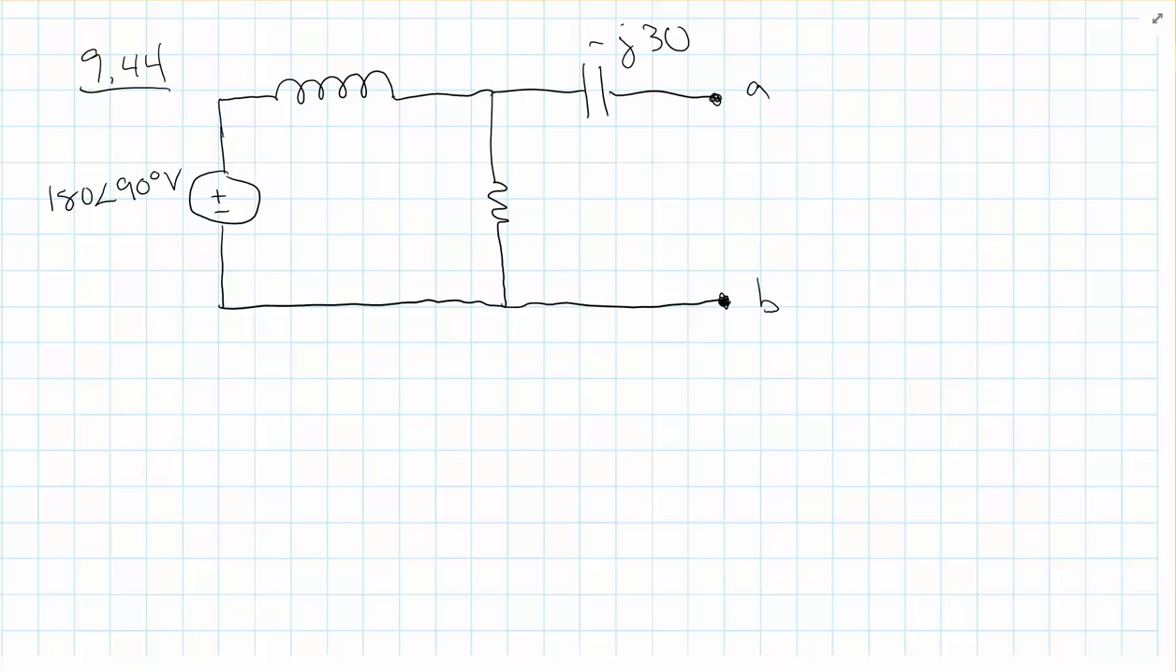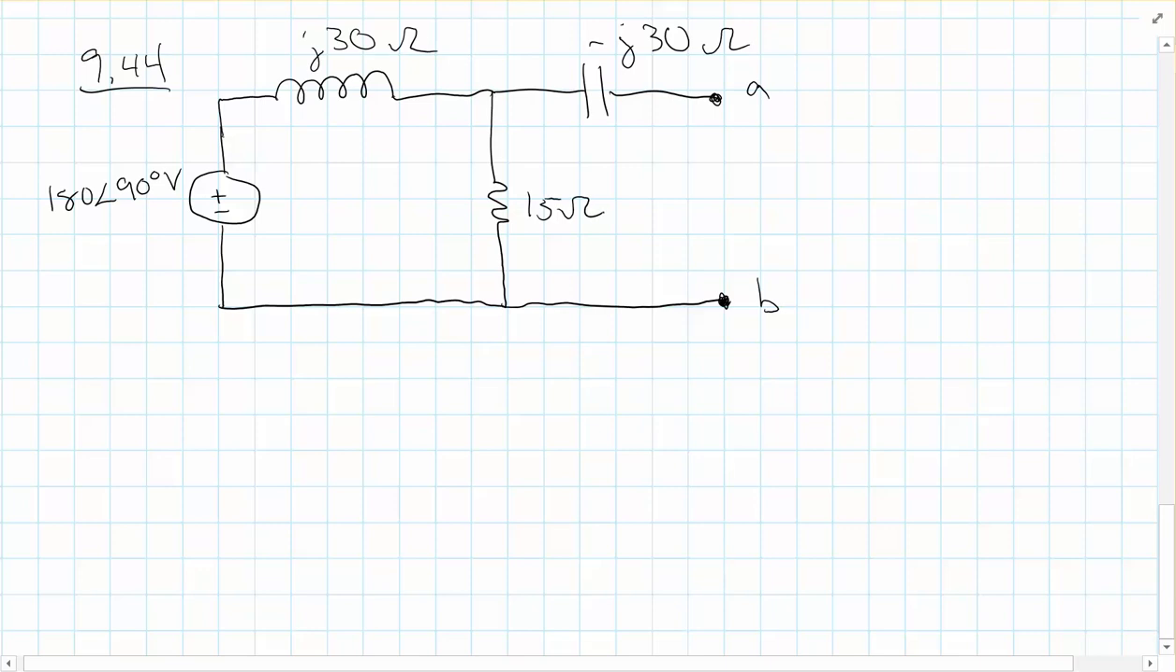Okay, so we're going to look at problem 9.44 here. It says to use source transformations to find the Norton equivalent. I'm just going to find a Thevenin equivalent, and I'm not going to use source transformations. I hadn't finished writing this in yet, so let me finish writing some of these impedances in here. So we're going to find the Thevenin equivalent for this.